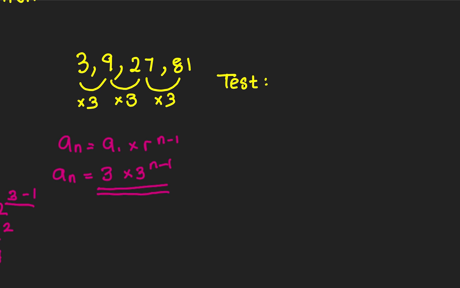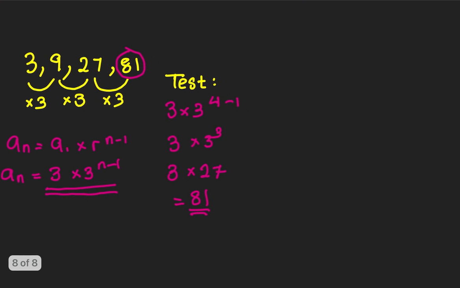Now we have 3 times 3 to the power. Let's take n to be the fourth term. 4 minus 1. So that becomes 3 times 3 to the power 3. 3 to the power 3 is the same as 27. And 3 times 27 becomes 81. And this is what we're getting as our fourth term.